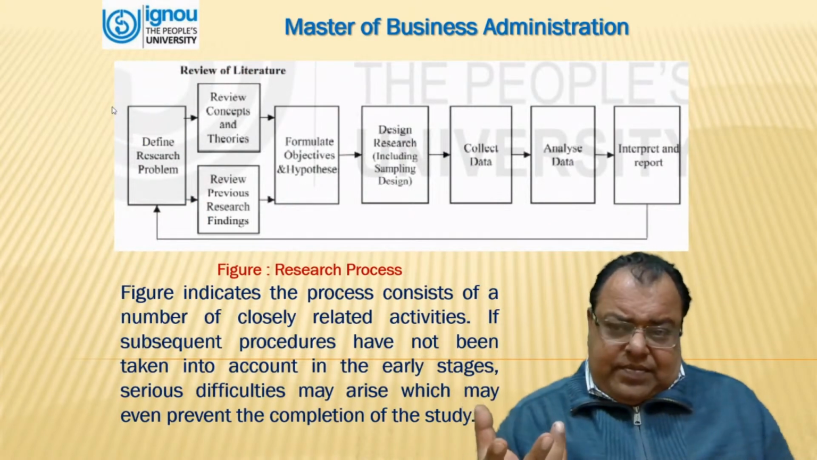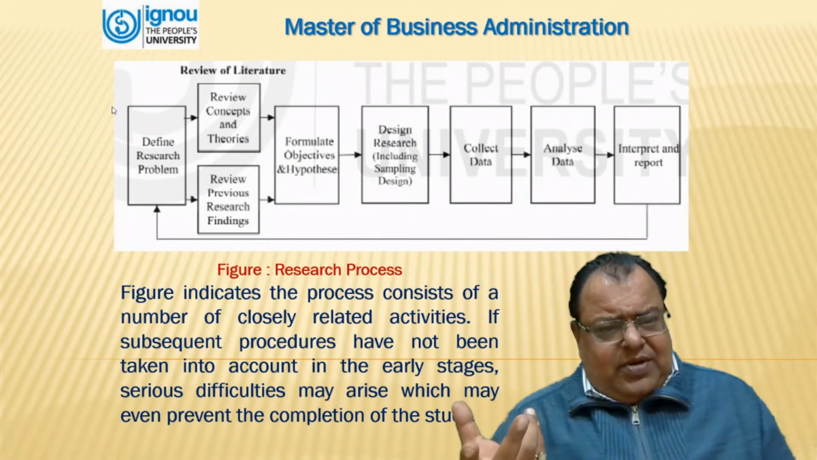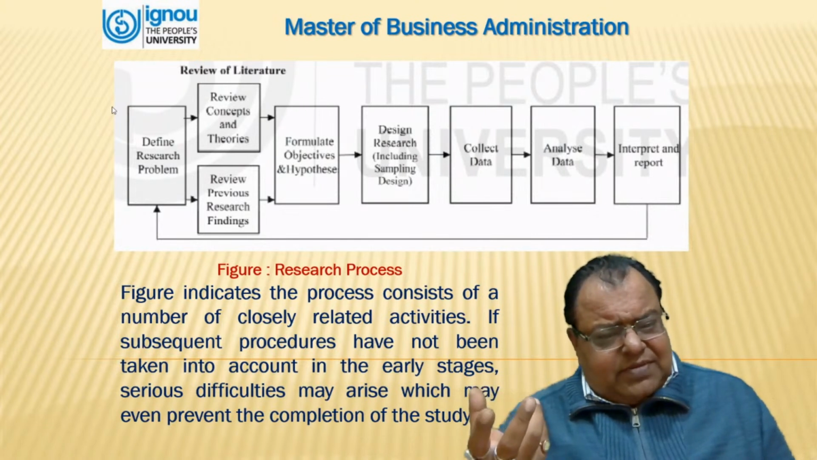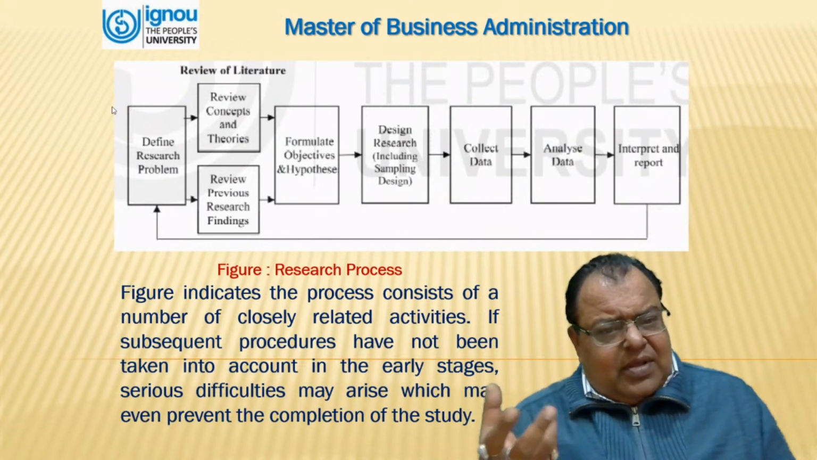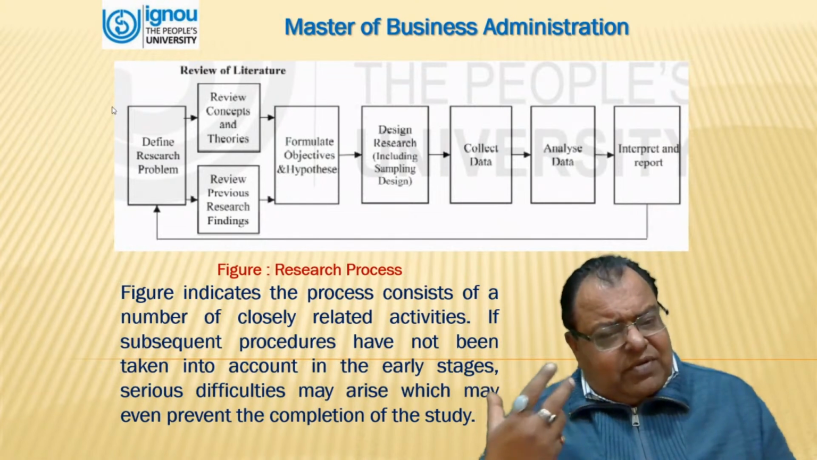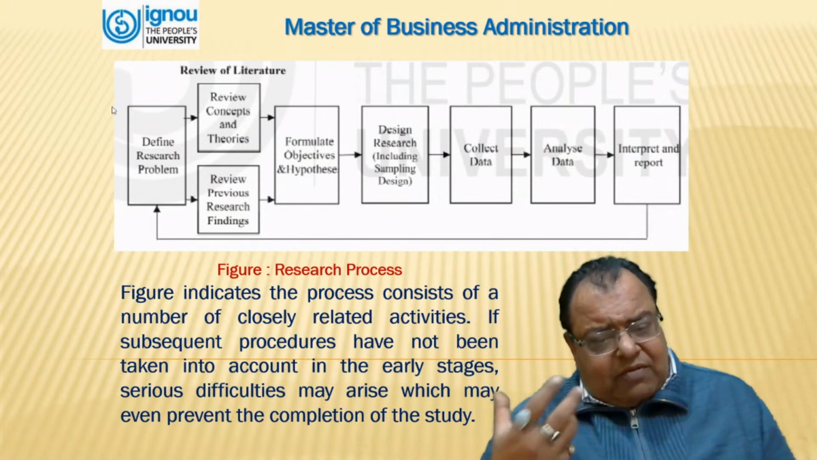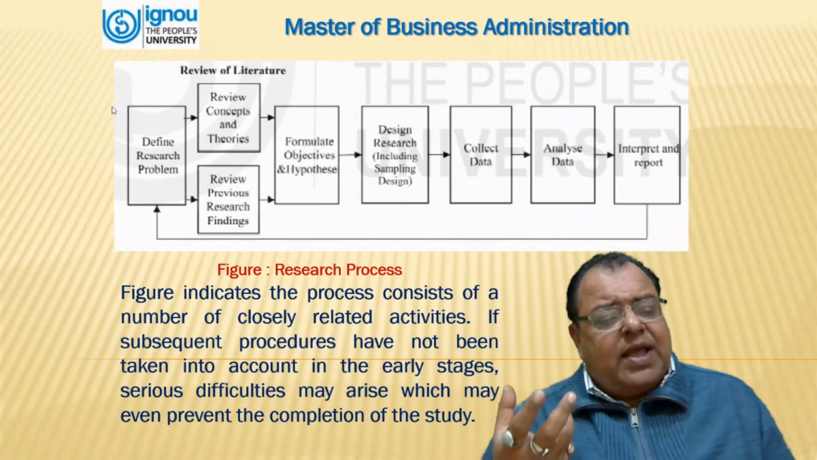What do the steps basically include? We have to define a research problem. We have to review the concepts and theories. Review again the previous research, what has been performed earlier. Now we have to formulate the objective and hypothesis.